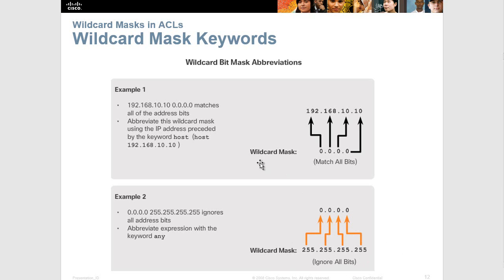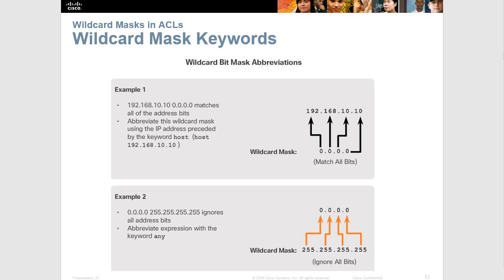So for one host, you would use all zeros, if you're trying to eliminate just one host in an access control list with your wildcard mask. If you want to cover all hosts, then you'd use 255, 255, 255, 255. That represents any host. So all in all, wildcard mask is the opposite of subnet mask.